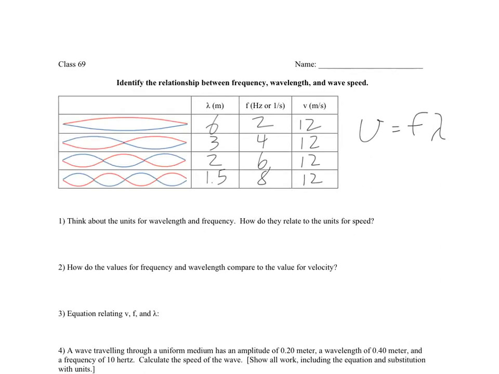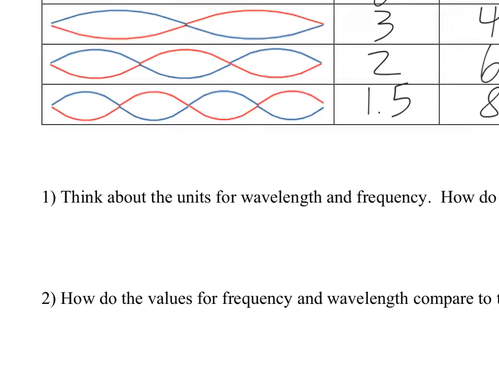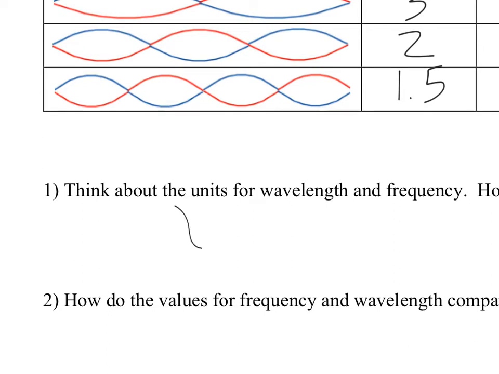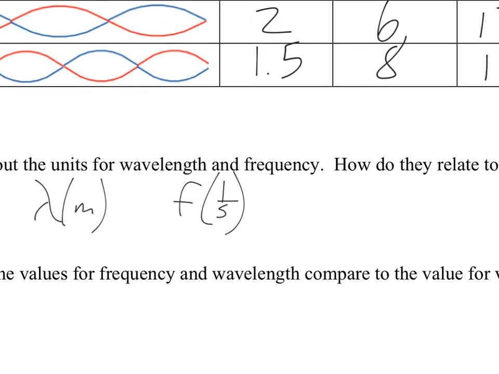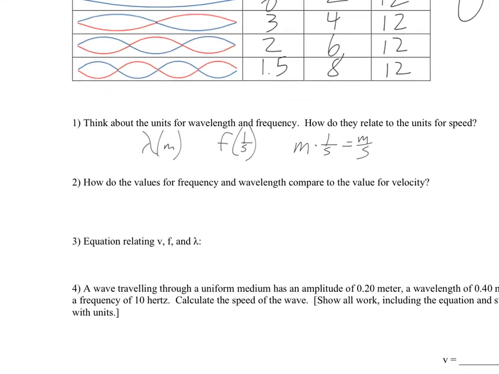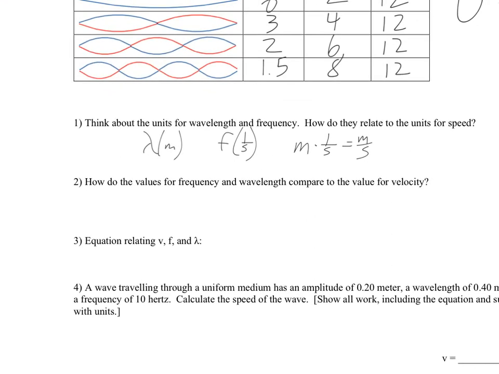So how does this happen? How do the units compare here? Well, if you notice, wavelength has units of meters, frequency has units of 1 over seconds. So meters times 1 over seconds equals meters per second. So we simply have to multiply the two there. How do the values of frequency and wavelength compare? Frequency times wavelength equals velocity.